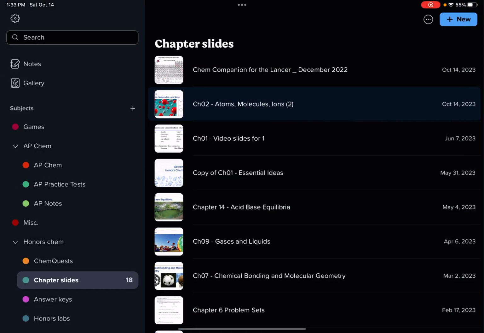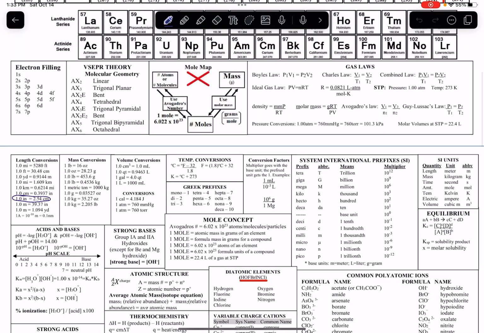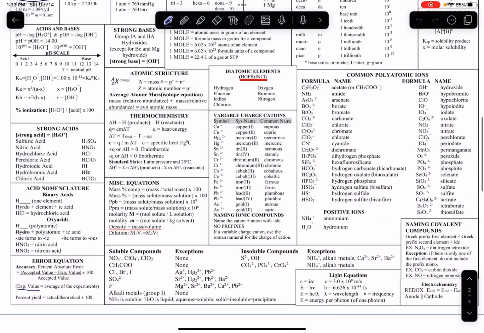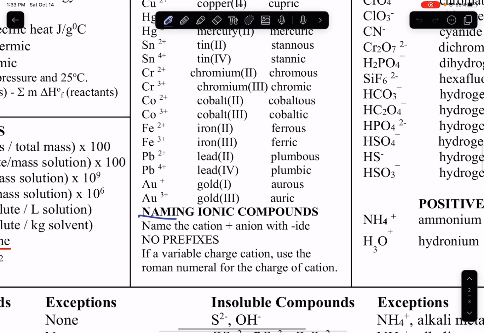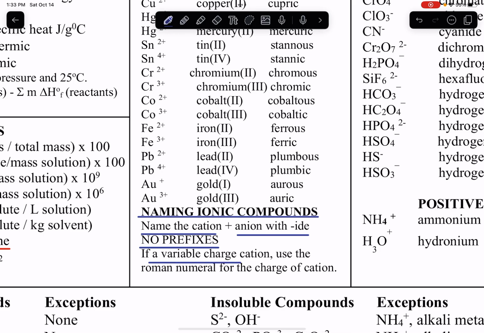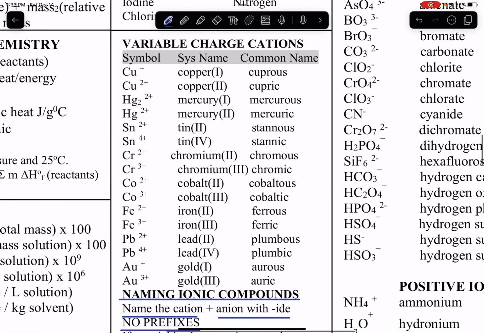Just so you know, we also have the ionic compound naming rules on the back of the periodic table, kind of in the middle. We have the naming ionic compounds here, where it says to name the cation, then the anion with "ide." We never use prefixes. If you have a variable charge cation, then you use the Roman numeral, and here are some of the variable charge cations. Copper 1 means the copper has a 1 plus charge. Copper 2 means copper has a 2 plus charge, and so forth. This is not an exhaustive list, by the way.